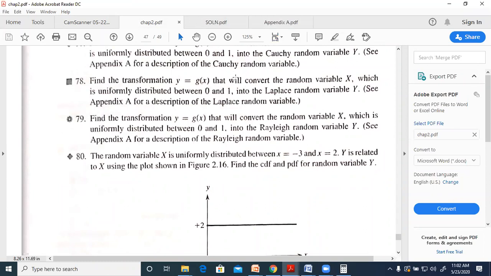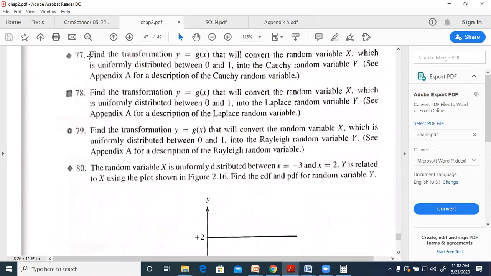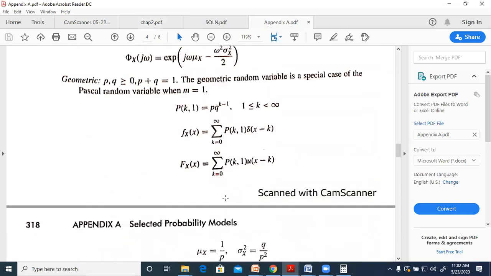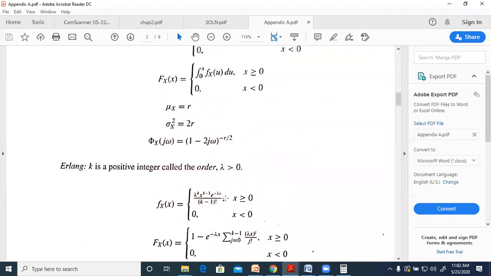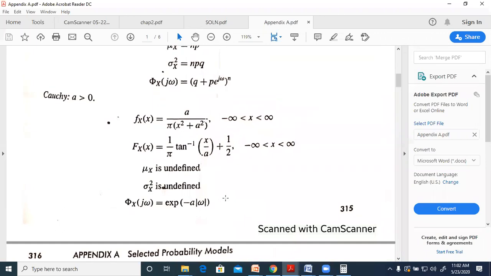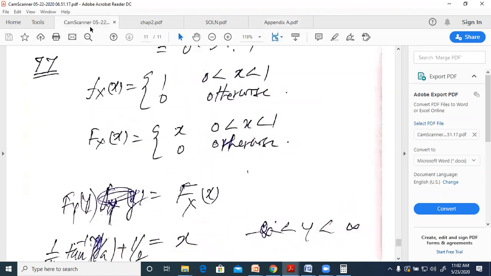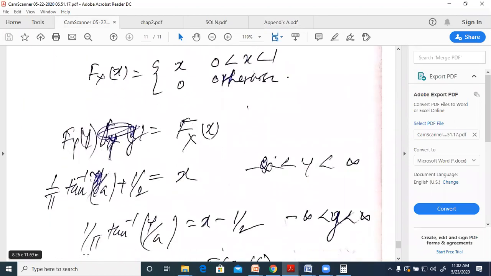Oh, sorry. Cauchy. 77 is Cauchy, 78 is Laplace. So let us see Cauchy's. Yes, so it is Cauchy's random variable which you are considering. By mistake, I said Laplace random variable, that is 78, but in 77 we have the Cauchy's random variable. So this is the equation which I have written over here: 1 by pi tan inverse of y by a plus half is equal to x.